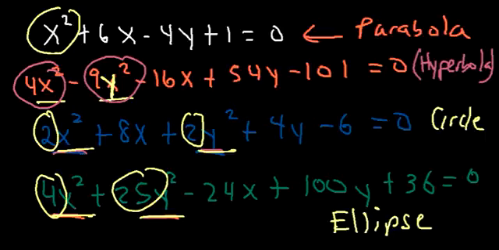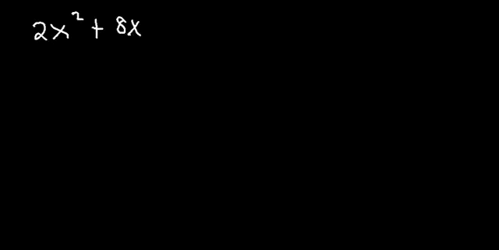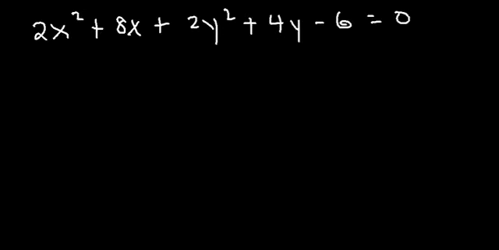So now, we're going to talk about how to put these equations in standard form. So let's start with a circle. So we had 2x squared plus 8x plus 2y squared plus 4y minus 6 is equal to 0. So the first thing you want to make sure is you want to group the x's and the y's together, which we already have. So for the first two terms, let's factor out the GCF of the coefficient. So between 2 and 8, we can take out a 2.